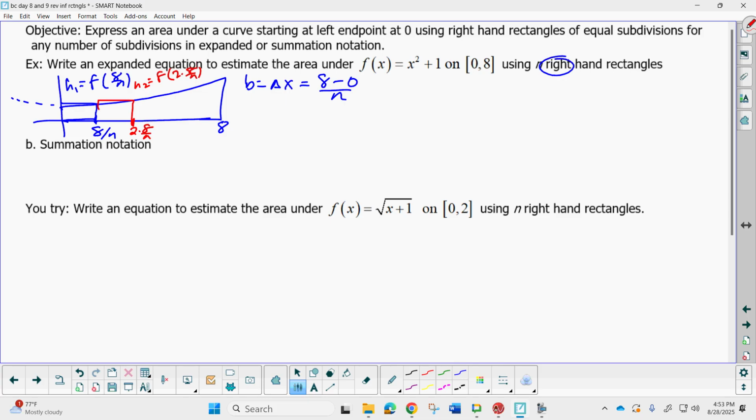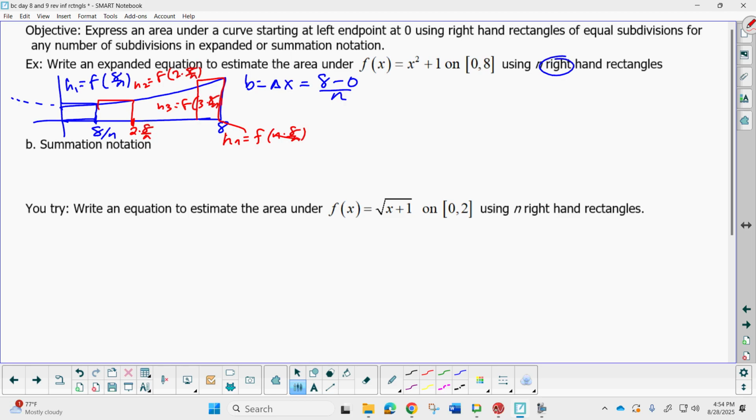Now we can keep doing that. Height 3 would be f at 3 times 8 over n. Height n would be f at n times 8 over n, or 8. That's my last rectangle, all right?